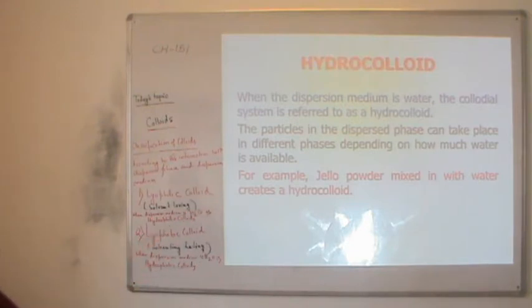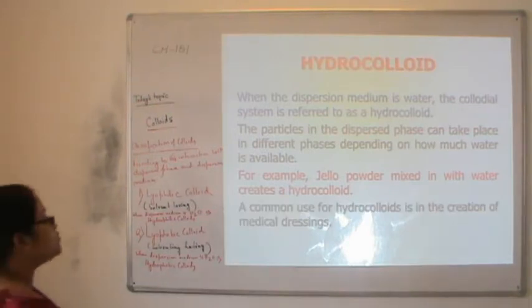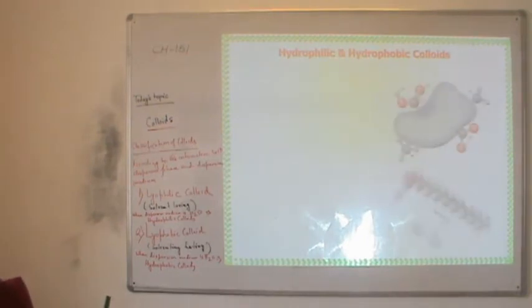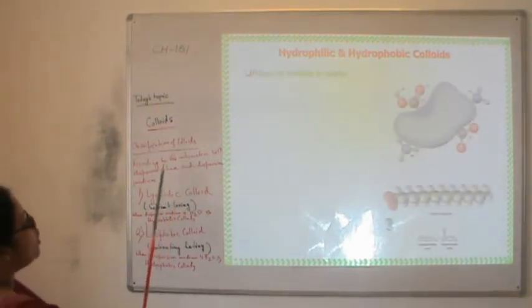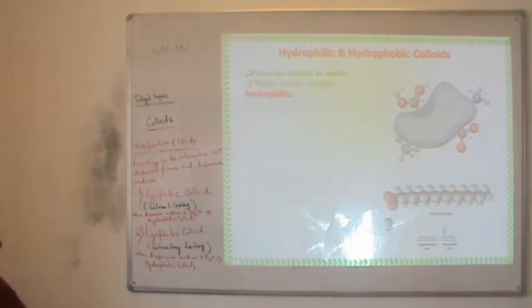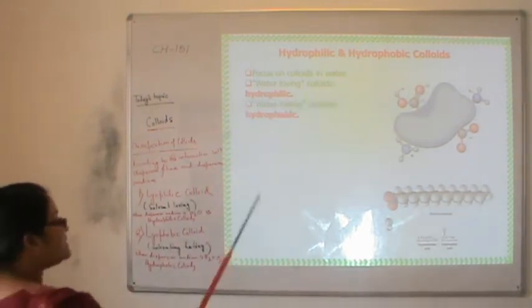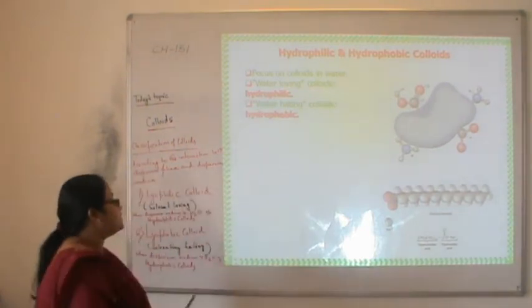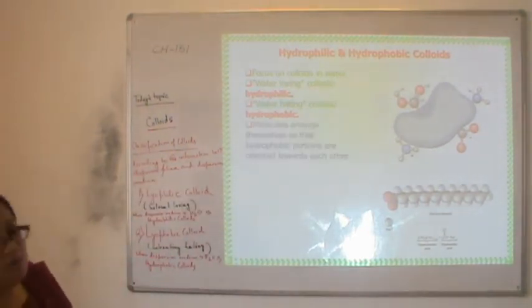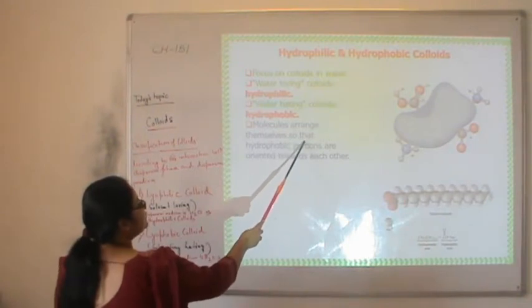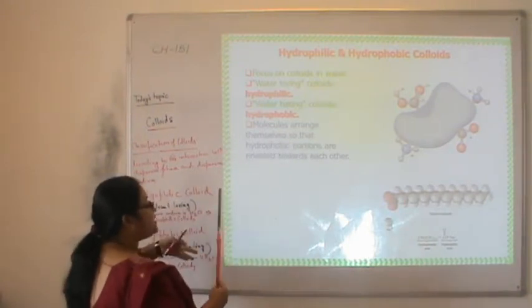So the example is gel powder mixed with water creates hydrocolloid. The common use of hydrocolloid is in the creation of medical dressings. See the picture. Focus on colloids in water. Water loving colloids are called hydrophilic. And water hating colloids are called hydrophobic. Molecules arrange themselves so that hydrophobic portions are oriented towards each other.